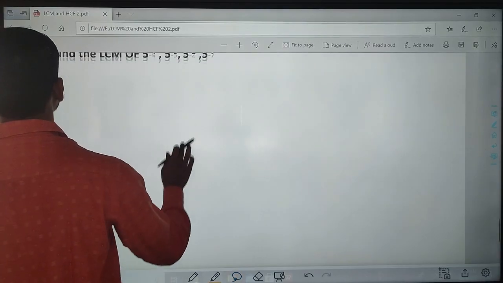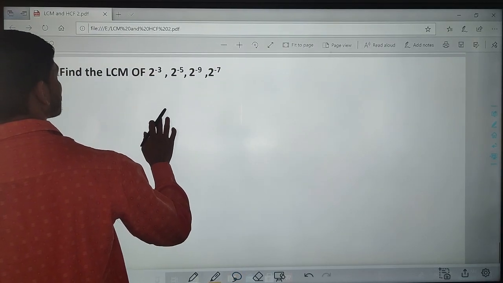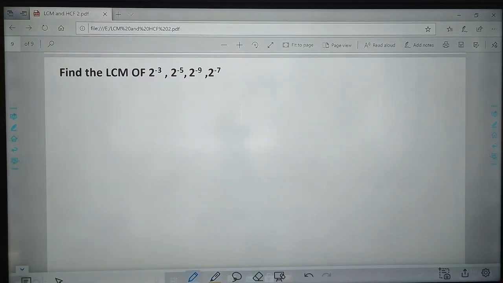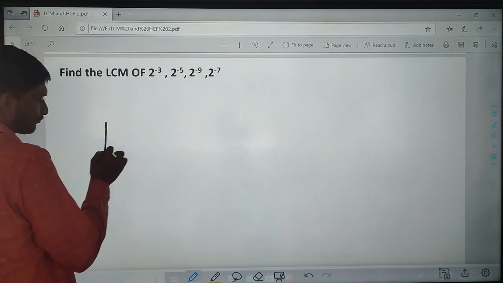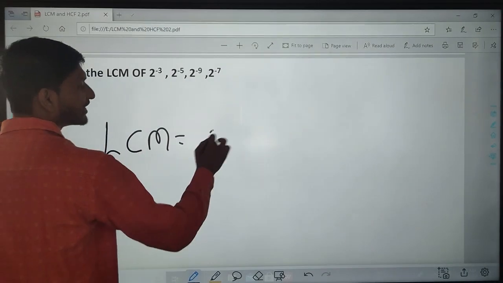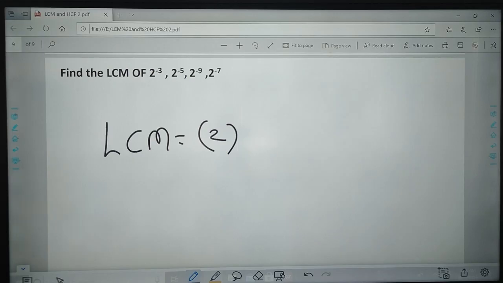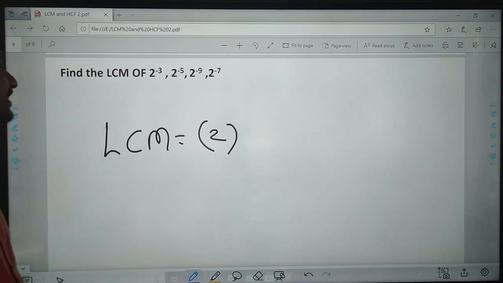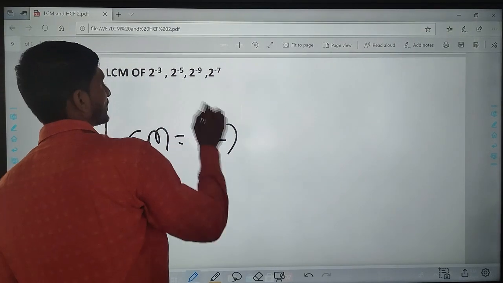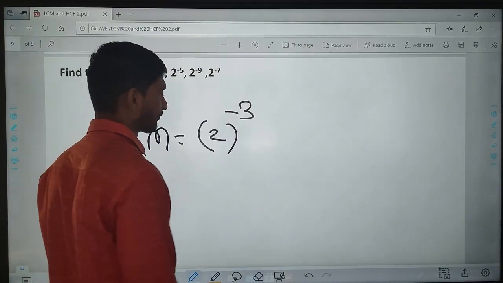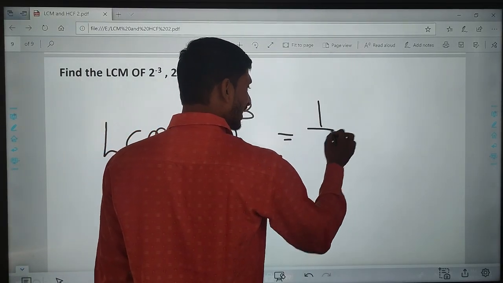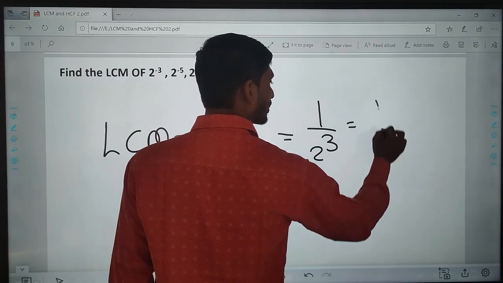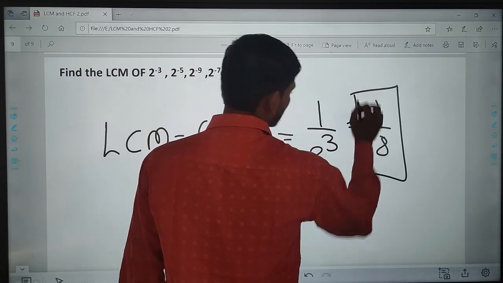Now next. Same here. Find the LCM of 2 raised to minus 3, 2 raised to minus 5, 2 raised to minus 9 and 2 raised to minus 7. Here the base is 2 and we take the smallest degree, the degree being negative. Then we take the smallest number, 2 raised to minus 3, that is 1 upon 8. This is your LCM.